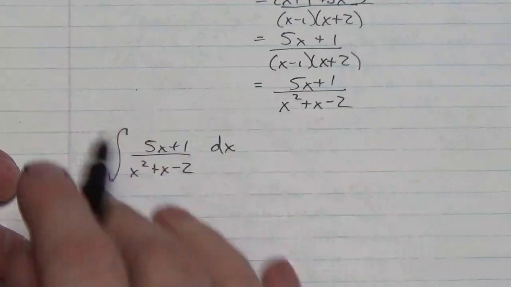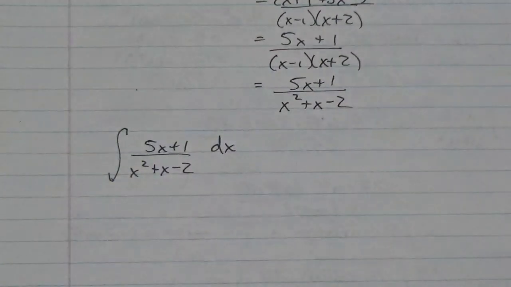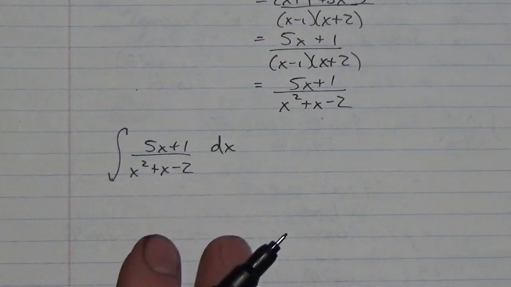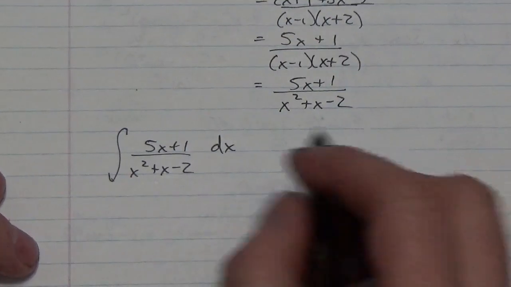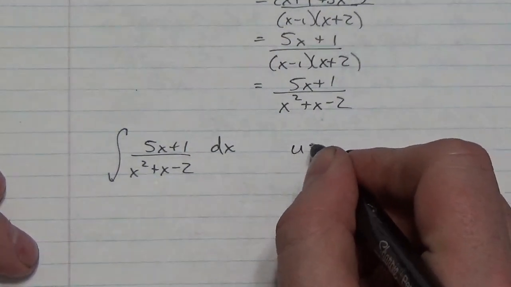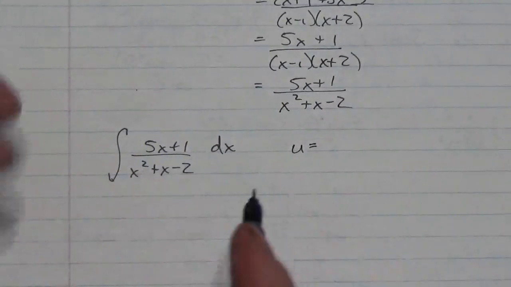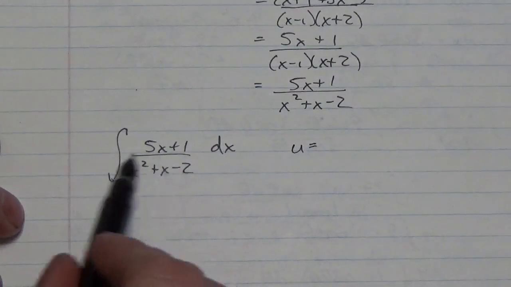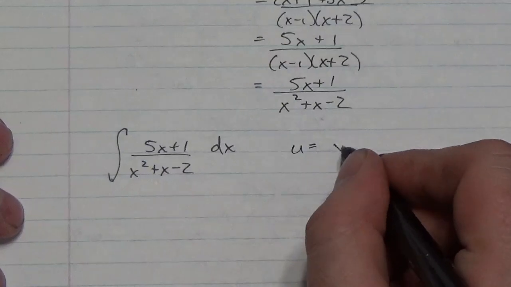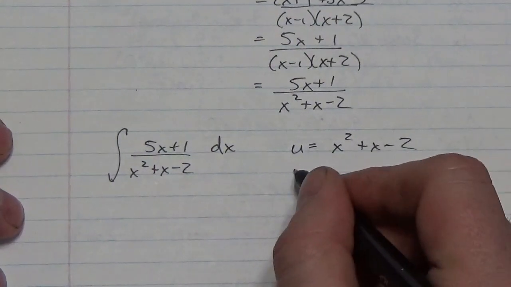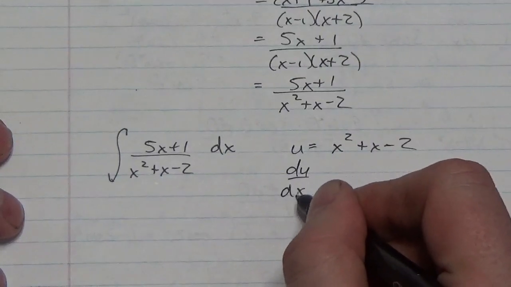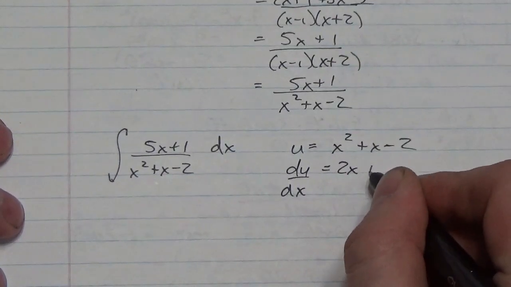Okay, well now at first glance, what you might think to do here, looking at it, you might think, well, hey, maybe this is just a substitution problem. So maybe I let u equal, and because I know I'm going to end up taking the derivative of u, maybe I'm going to let it be the term with the higher degree. So maybe I try x squared plus x minus 2. And when I find du by dx, I get 2x plus 1.